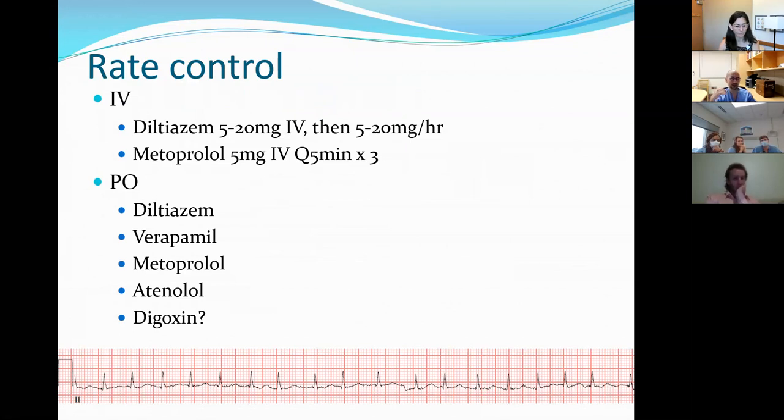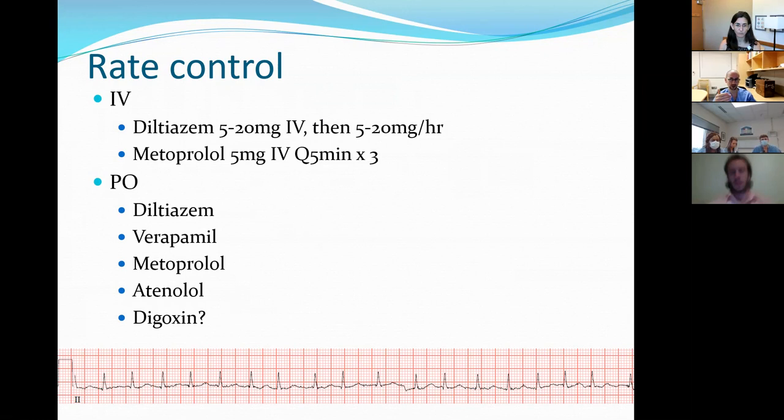So what are you going to do if you do want to do something? Depending on how fast they're going and what their AFib history is like, diltiazem is probably the most common thing you're going to use, probably just because you can give it IV on the floor. They don't need to be in a unit for it. You can give them a bolus of anywhere between 5 to 20 milligrams IV, and then you can start a drip at 5 to 20 milligrams per hour. If you have any concerns about blood pressure, please start on the lower end of that. And usually with the drip, you're going to start on the lower end.